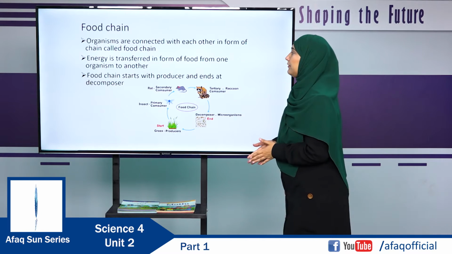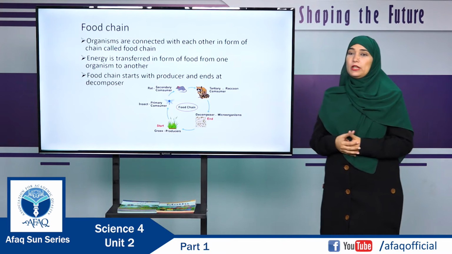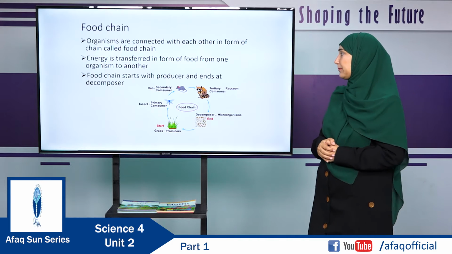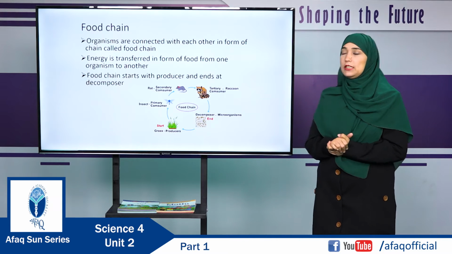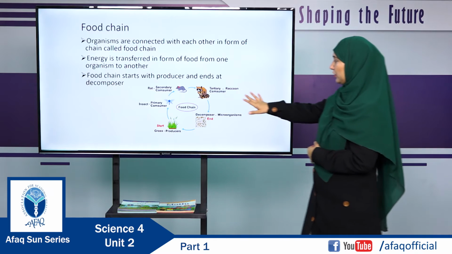Energy is transferred in the form of food from one organism to another organism in the food chain. A food chain always starts with the producer and it ends with a decomposer. Now look at this food chain.